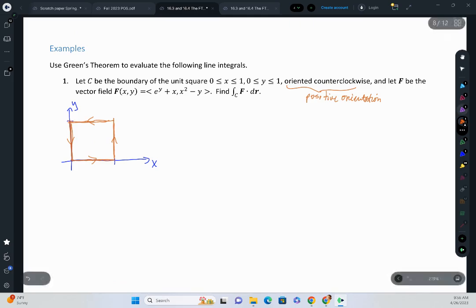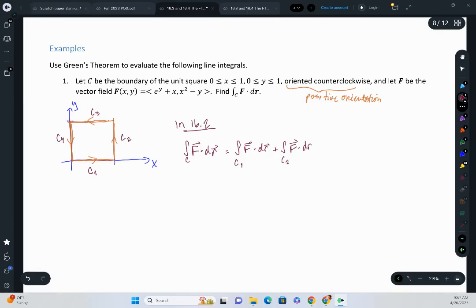Now, if we were in 16.2, then the way we would do this is the line integral over C of F dot dr would equal, well, first I would have to name my curve C1, C2, C3, and C4, and then I would have to calculate the line integral over C1 of F dot dr plus the line integral over C2 of F dot dr plus the line integral over C3 of F dot dr plus the line integral over C4 of F dot dr. Now, I don't know about you, but I don't want to do that. This is terrible.